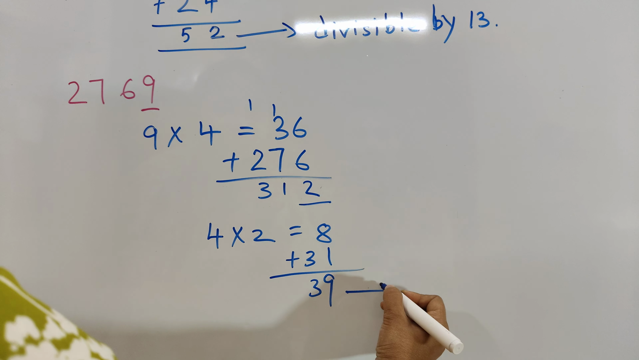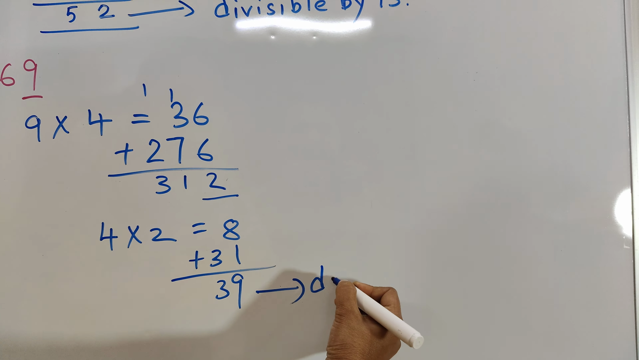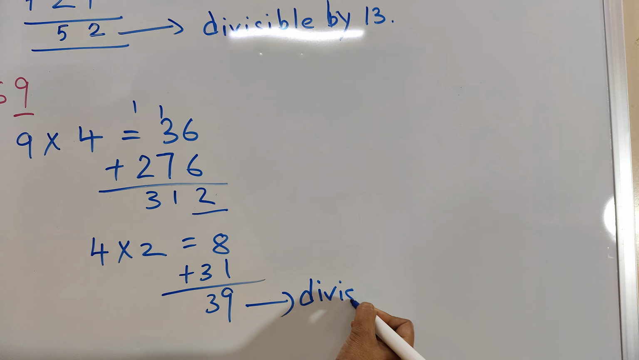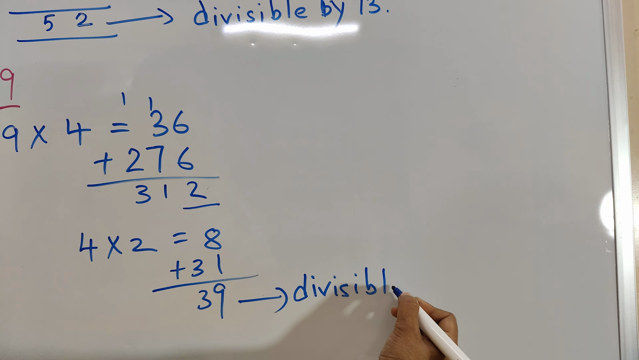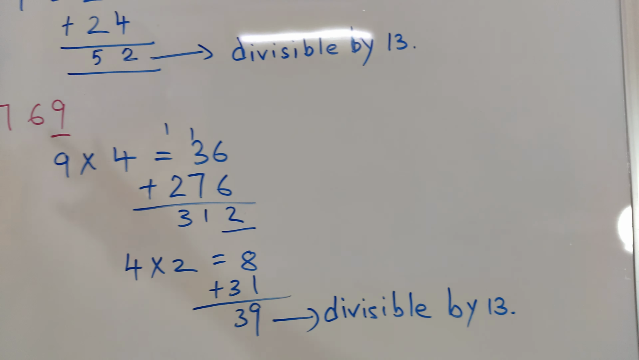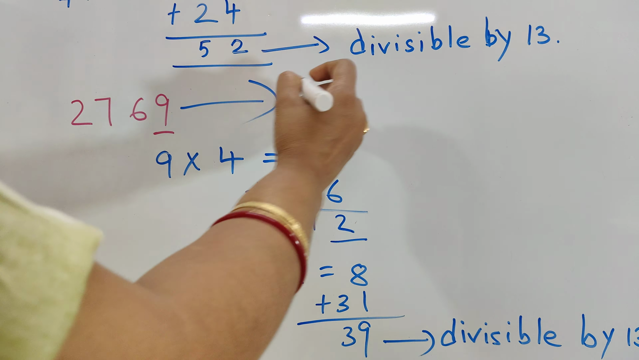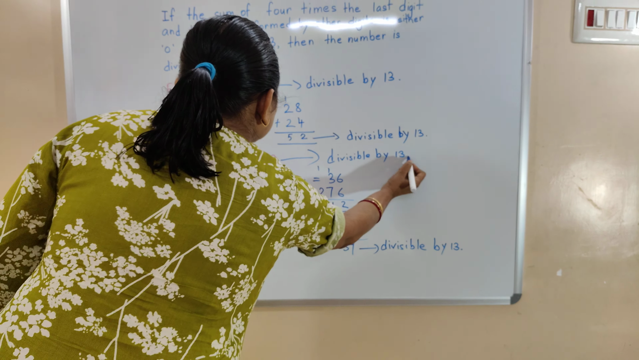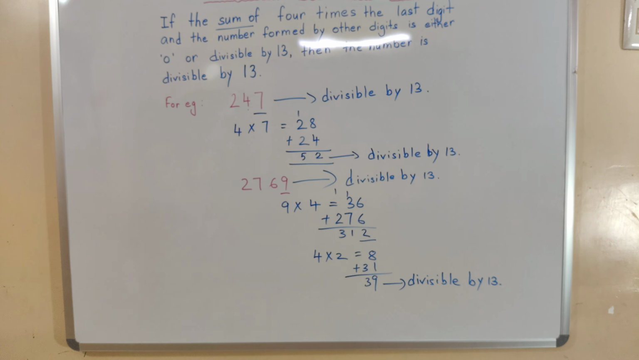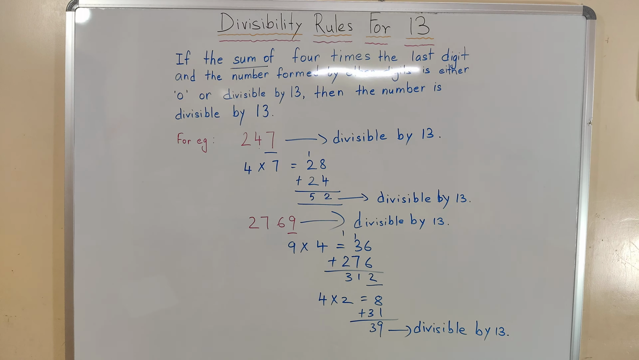So 39, we know 13 times table. 13 times 3 is 39. So 39 is divisible by 13. So therefore, 2769 is divisible by 13. This is how we need to check the bigger numbers, whether the number is divisible by 13 or not.